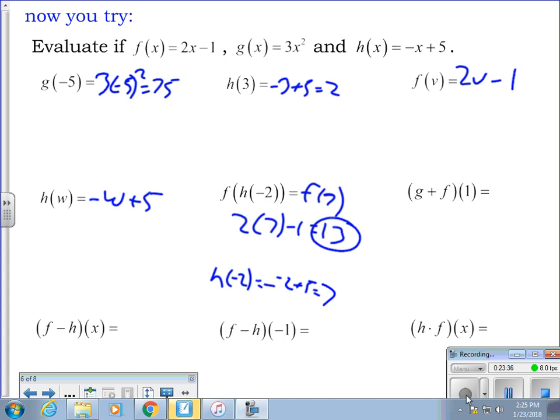G plus f of 1 is g of 1 plus f of 1, which is 3 times 1 squared plus 2 times 1 minus 1. 3 times 1 squared is 3, plus 2 minus 1. 3 plus 2 is 5 minus 1. I get 4.